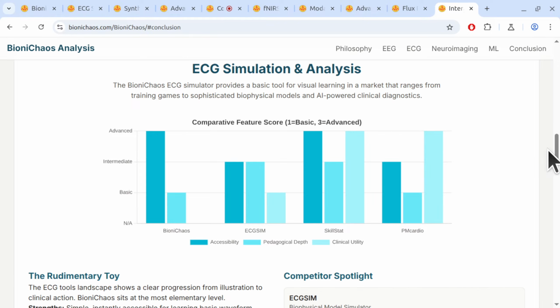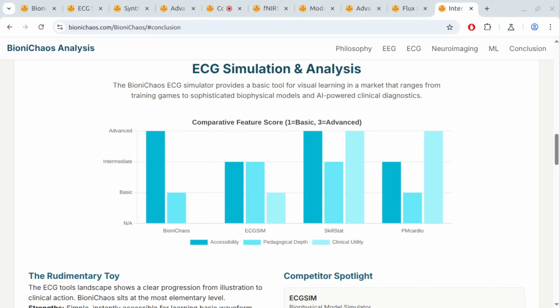Can you review the chart you're looking at on the screen real quick? Sure. The chart shows a comparison of features for different ECG simulators. It looks like it rates them based on accessibility, pedagogical depth, and clinical utility. The Bionic Chaos simulator seems to be rated the highest in all three categories. Is it though? Based on the chart, the Bionic Chaos simulator appears to have the most comprehensive features.